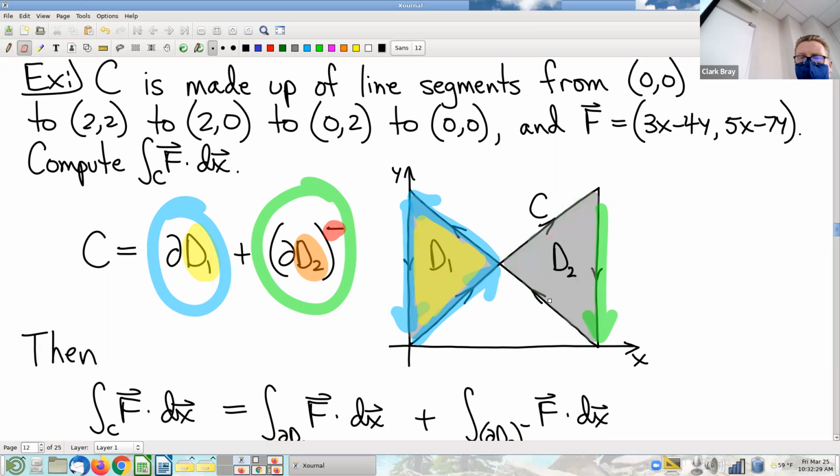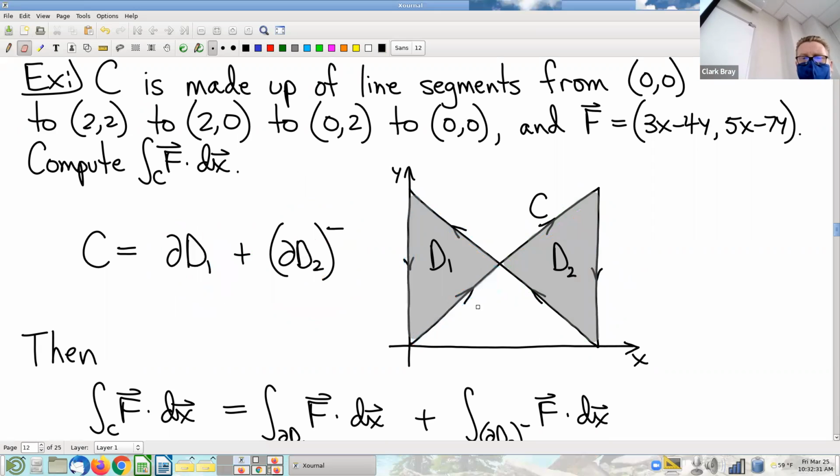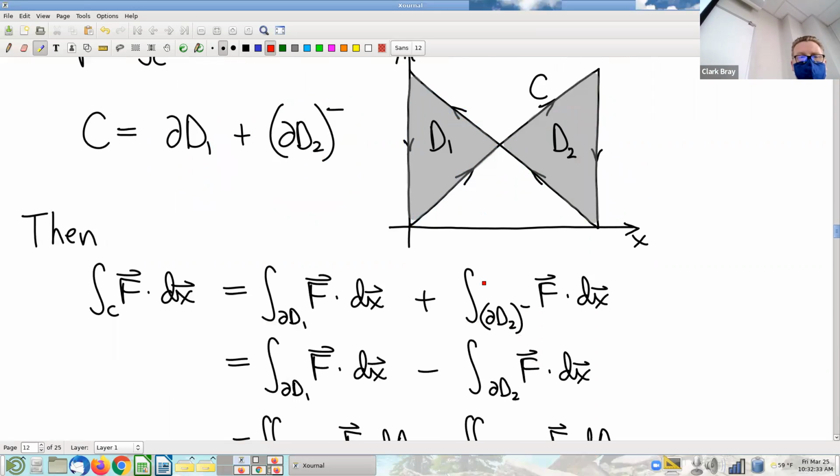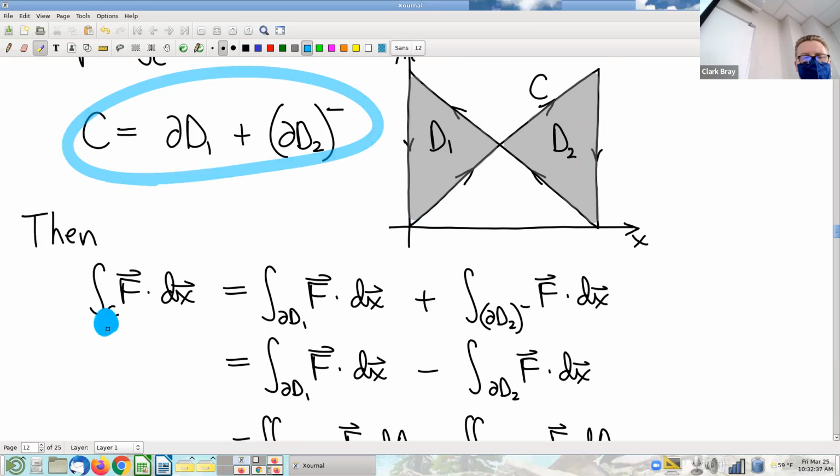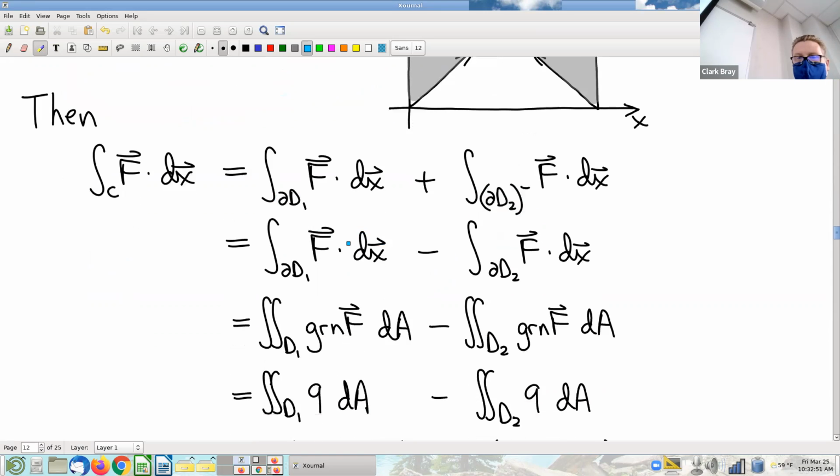But here's where we go from there. The curve being the boundary of D1 plus the opposite of the boundary of D2. Break it up into 2 separate pieces like that, and then we'll just deal with each one separately. This minus sign means opposite orientation. So that means we're going to get a minus sign on the value of the integral. No problem.